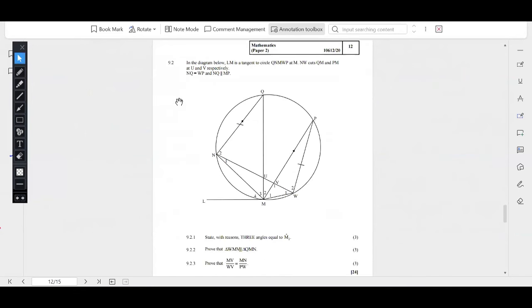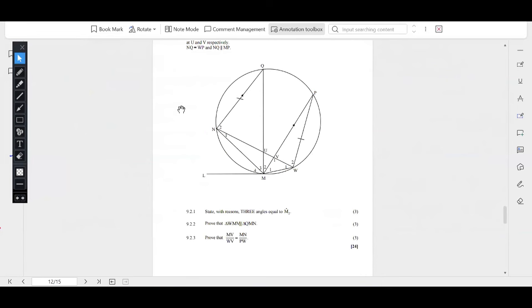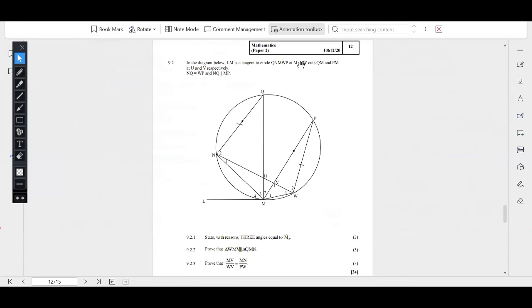Okay, then 9.2 says in the diagram below, LM is a tangent to circle QNMWP at M, where NW cuts QM and PM at U and V respectively. Then we are told that NQ is equal to WQ and NQ is parallel to MP. 9.2.1 says, state with reasons three angles equal to M2.